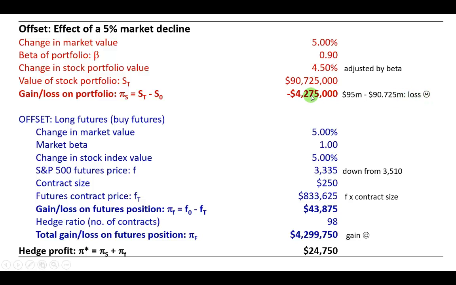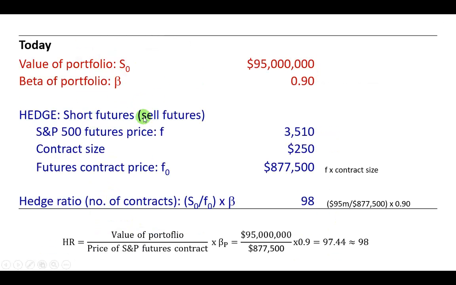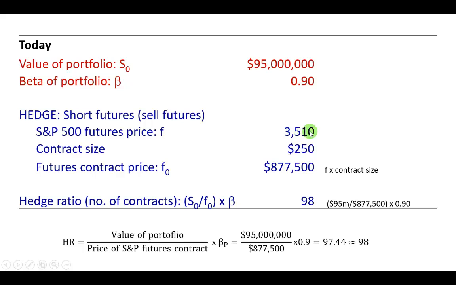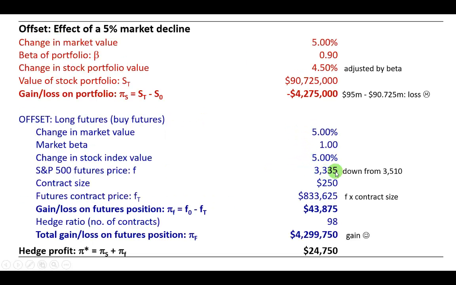As a result of this loss, but now hold your fire though, because we need to check out what's happening in the futures department, because right here you're going to have to offset your futures contract, meaning if I go back here, you sold futures, and to offset you're going to have to do the opposite. You're going to have to buy futures. Now again, remember, the market went down by 5%, so that means that the futures price is going to go down from 35.10 to 33.35.